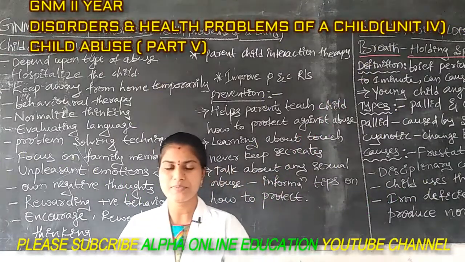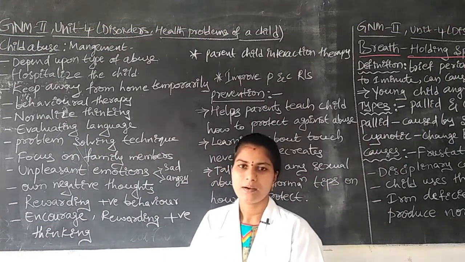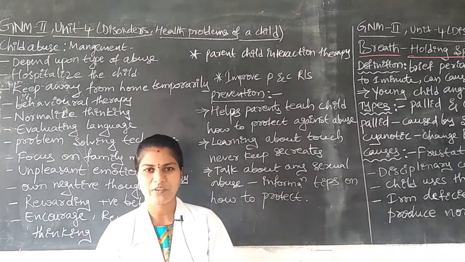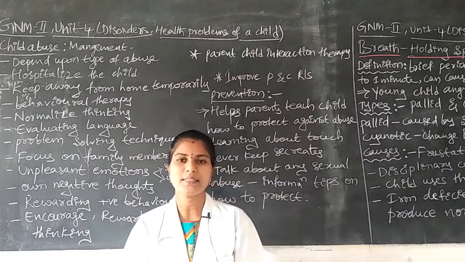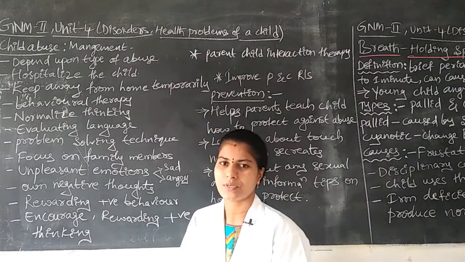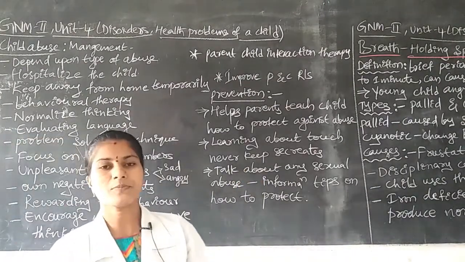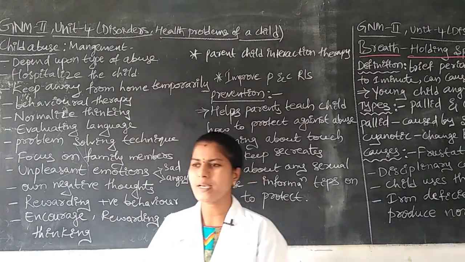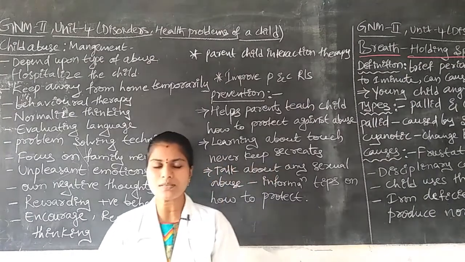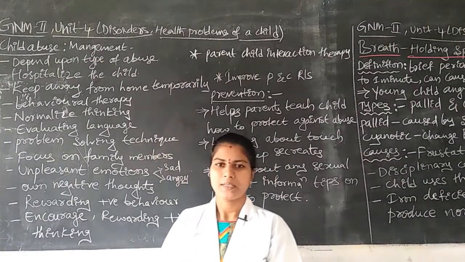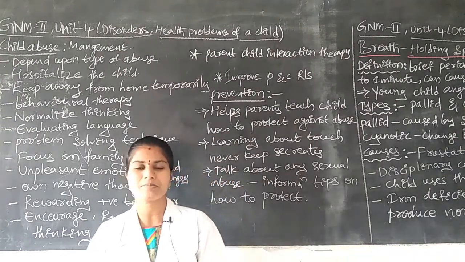Child health nursing subject. In the fourth chapter, the chapter name is the disorders and health problems of a child. Here one disease condition is child abuse. In previous videos we have discussed what is meant by child abuse. Child abuse is nothing but, in the childhood stage, the child undergoes some harassment, and with planning only the child undergoes some type of harassment.